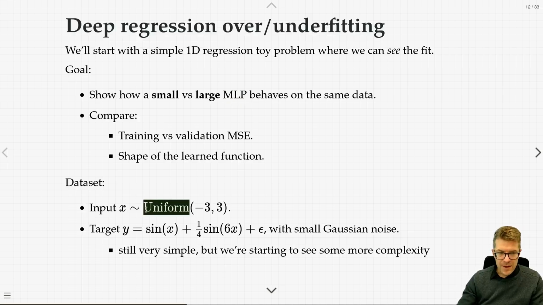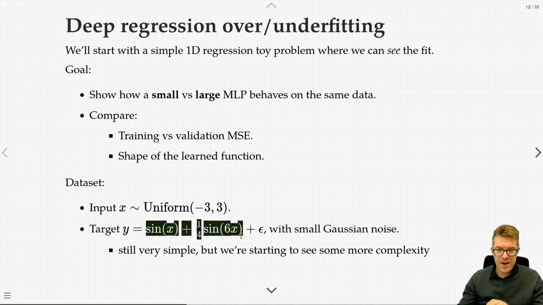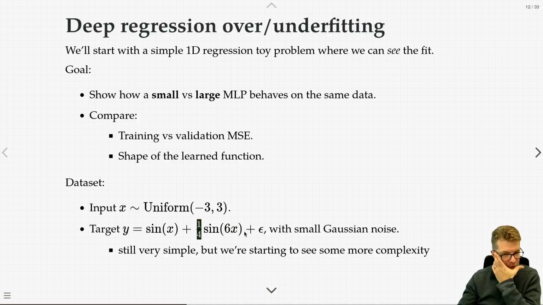The input will be data drawn uniformly, and the target will be this little function: sine of x plus a diminished one-quarter sine of 6x, so a higher frequency component, with a small amount of Gaussian noise. We're not going to talk too much about audio signals here, which is a shame because I really love audio signals, but if you were to have a very long sequence of sine waves, each with different frequencies and different amplitudes, you could technically construct any sound, any voice, any word.